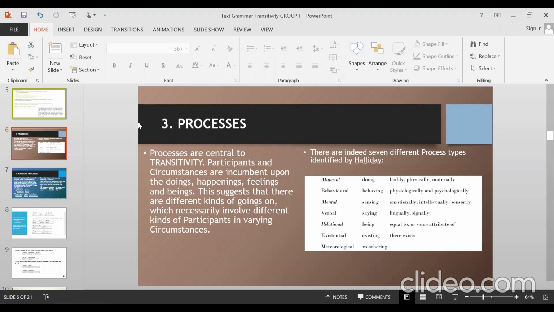The first is material, second behavioral, third mental, fourth verbal, fifth relational, sixth existential, and the last is meteorological. Processes.